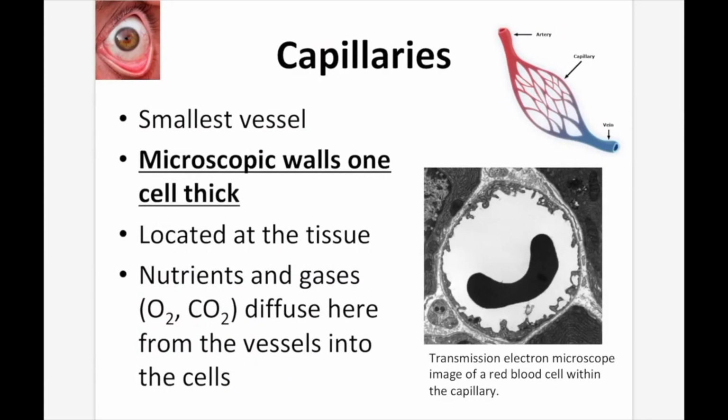Capillaries are our smallest vessel, and you can see capillaries in things like eyes. When eyes are bloodshot, those are the capillaries showing up. Now they're microscopic walls, only about 1 cell thick, and they're located at the tissue level. Nutrients and gases, so oxygen and carbon dioxide, diffuse here from the vessel into the cells. So these are going to be very important.